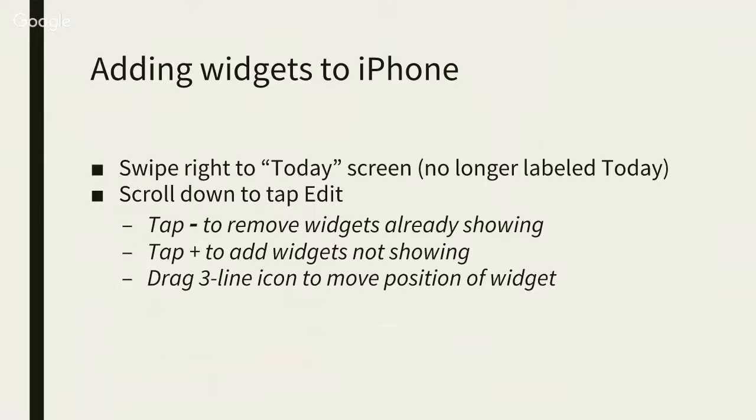How do you add widgets to an iPhone? You swipe right to that Today screen and then scroll all the way down, and at the bottom you'll see a button that says Edit. Once you're in edit mode, now every widget that is currently in use has a little minus next to it. You tap the minus and you'll remove those. Every widget that's available has a plus next to it. And once you've added a few widgets, you can drag them into position with the little 3-line icon next to each one.